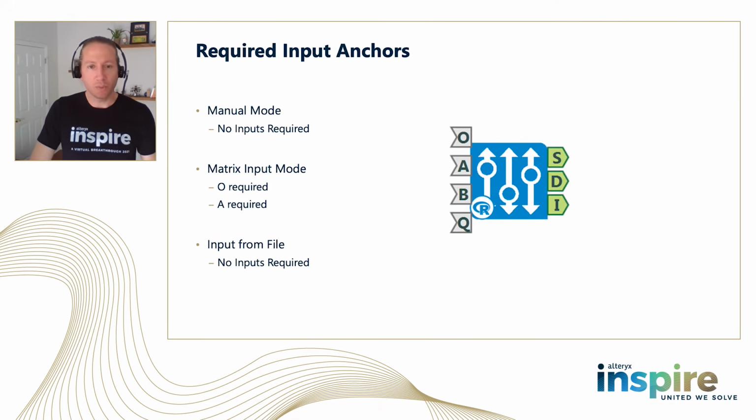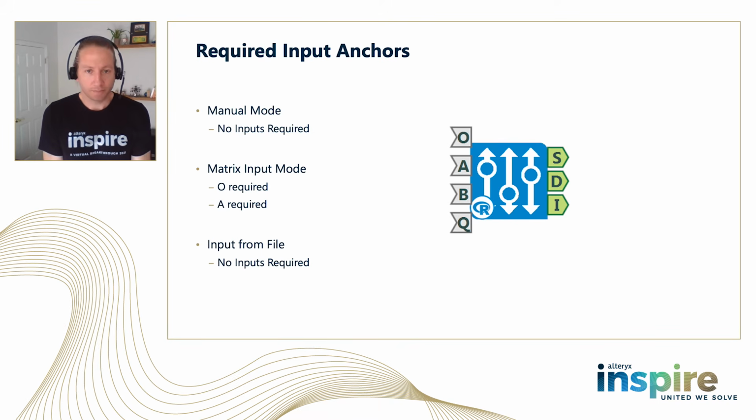So let's talk about the anchors when we use matrices. So you can see we have 4 anchors on the left-hand side. We've got O, A, B, and Q. So with our matrix, if we're solving using matrices, we do need to use minimum 2. More often than not, we'll use 3 of these. The one that we won't use is the Q. The Q is used for quadratic programming problems, so not one we're going to talk about today.